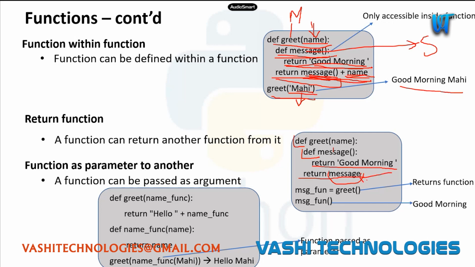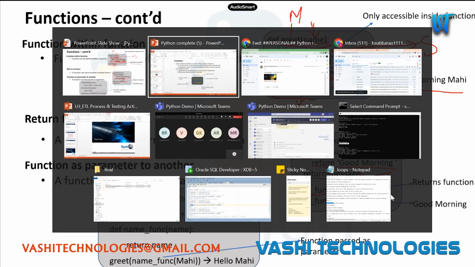If you see in this line, message func, here I'm just calling greet. I'm doing nothing else. I'm just calling greet, and ideally I need to pass the name parameter here. I have missed it. That's my mistake. Let me make that change now.